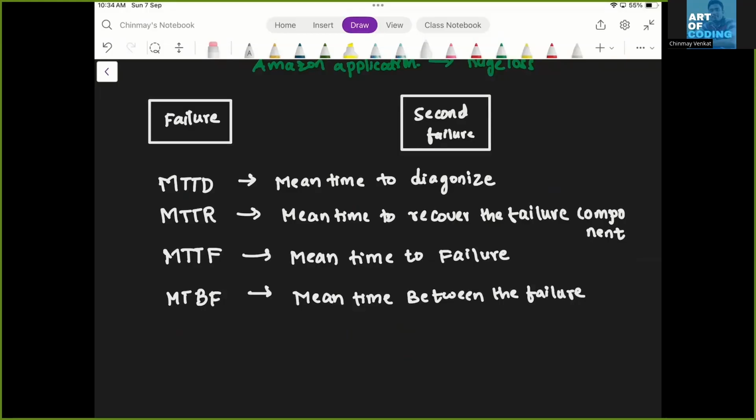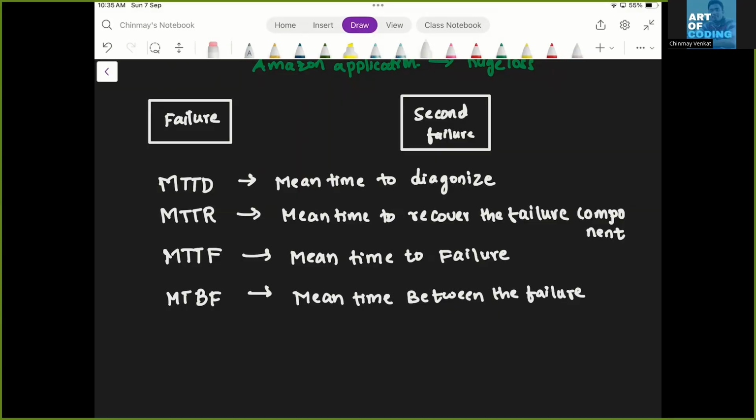MTTD means mean time to diagnose. If any failure happens, first we need to diagnose it: how the failure happened and why it happened. What is the root cause of that failure? The time taken to understand the root cause of the failure is measured as mean time to diagnose. The next parameter is mean time to recover the failed component. Once you understand the RCA, how much time you take to resolve that particular problem is measured as mean time to recover the failed component.